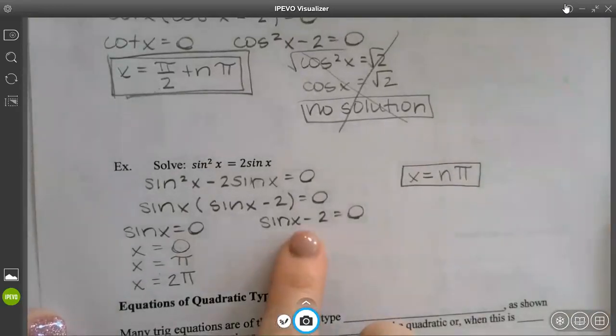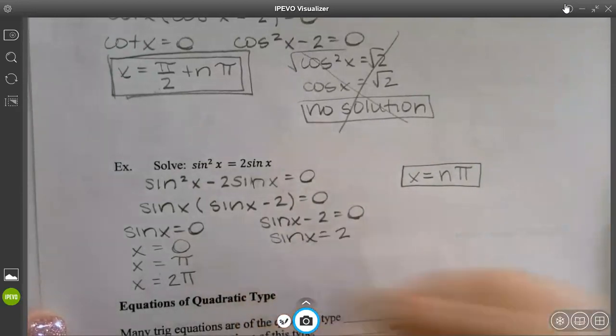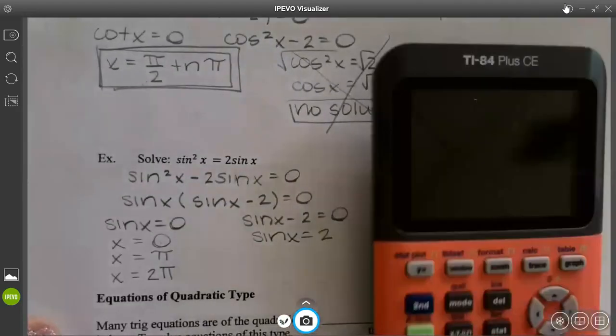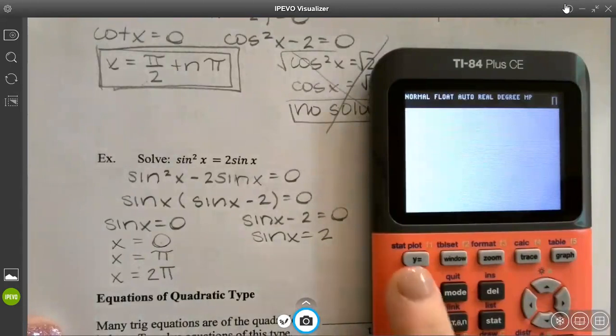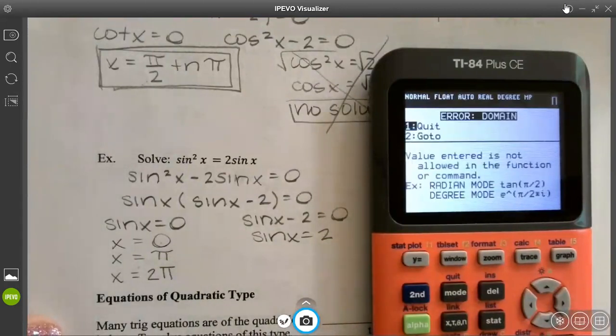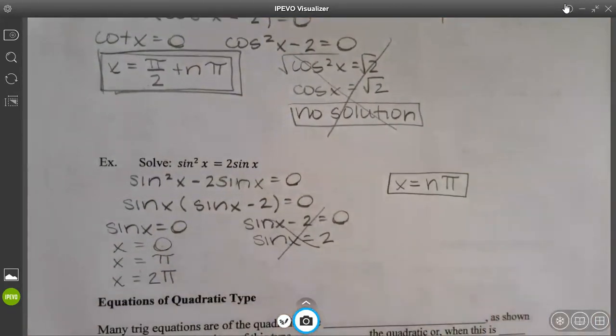What about this one? What would I do? You should know that this is probably not going to work. It might. We'll check it out. How do we figure it out? Inverse sine of 2, and I got an error. So this doesn't work. Your only thing is n pi.